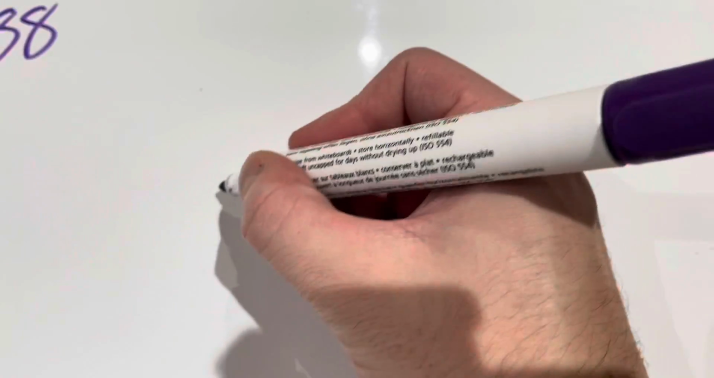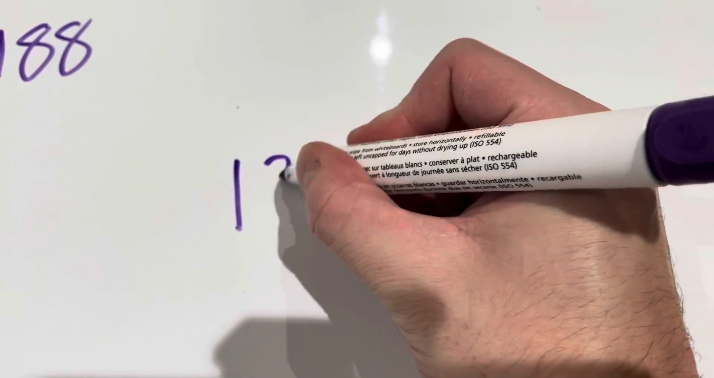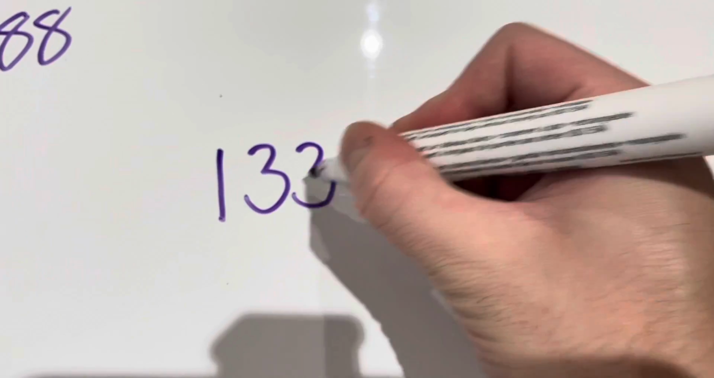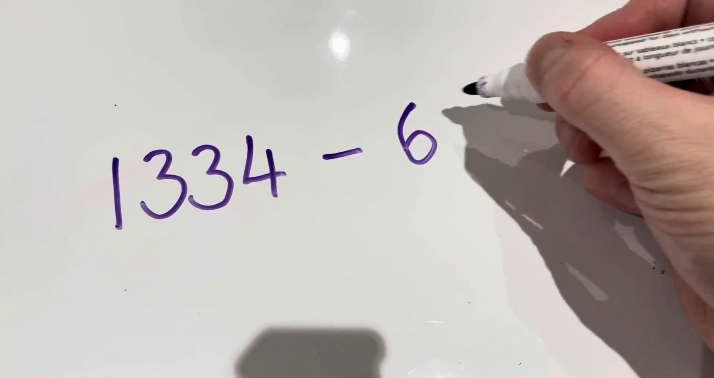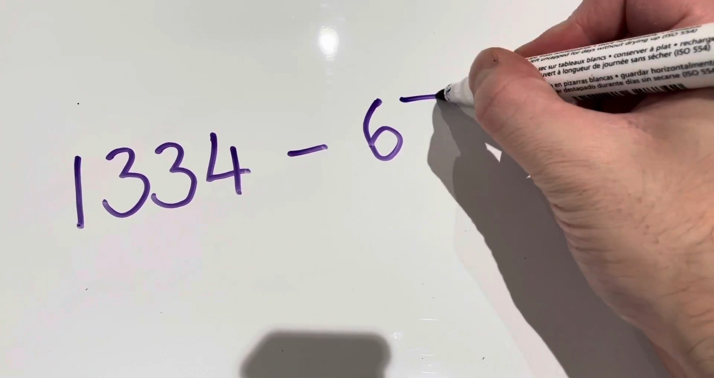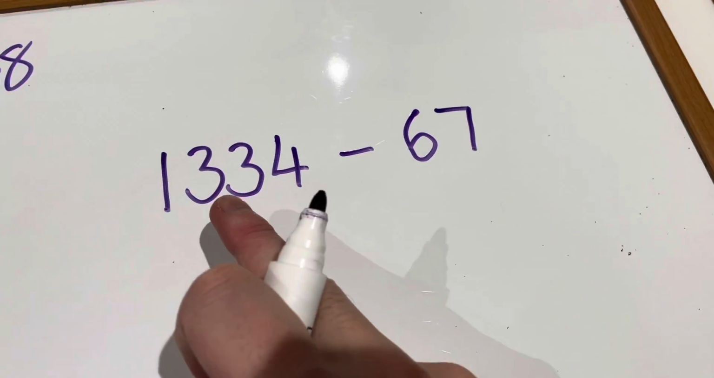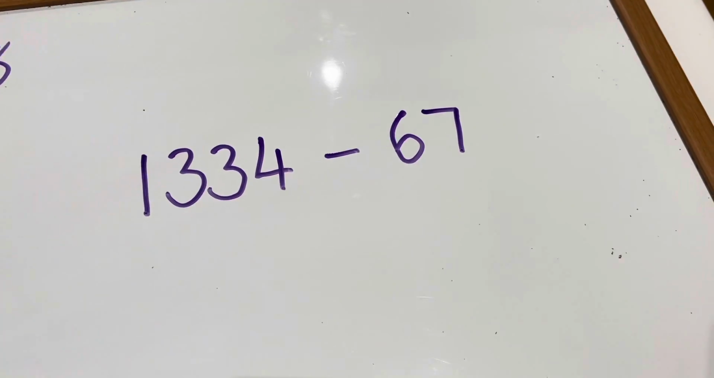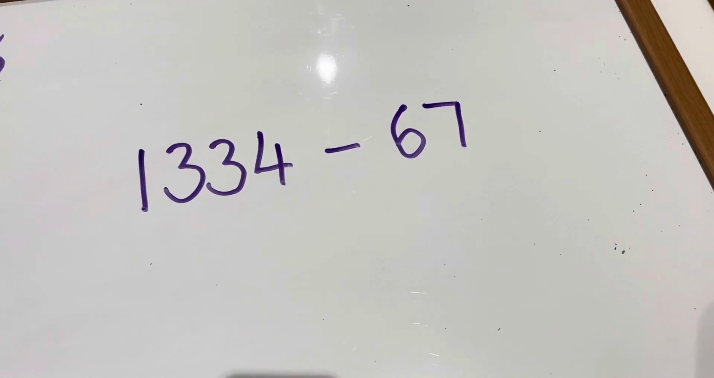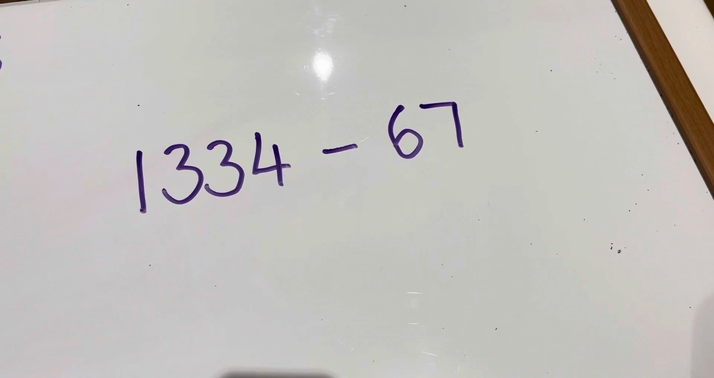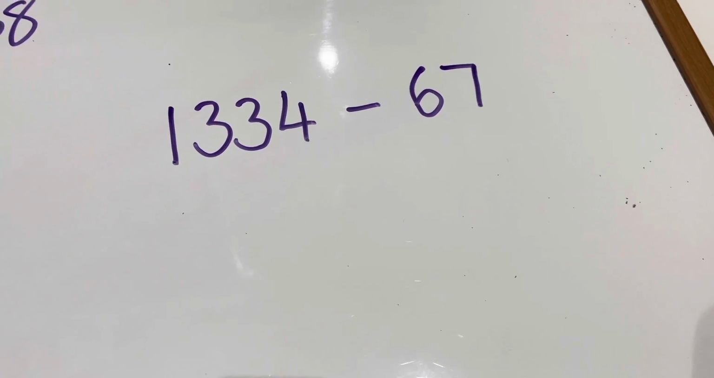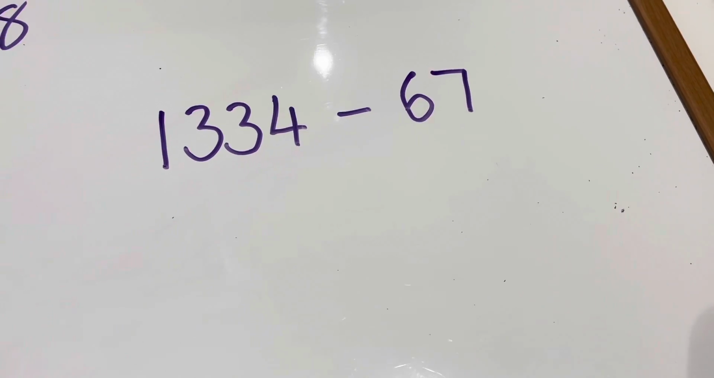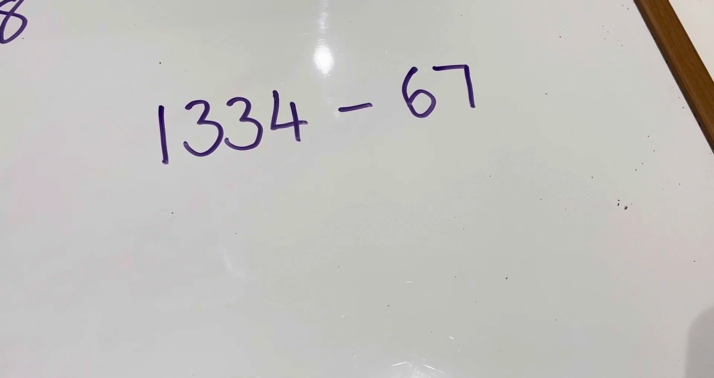Now, I'm going to give you a question now. The question I'm going to give you is this. 1,334 minus 67. 1,334, take away 67. If you feel confident enough, write the answer, write your workings. If you're not confident, you prefer the drawing, do the drawing. If you want to use the counters, use the counters. Doesn't matter as long as you get the same answer. Give it a go.